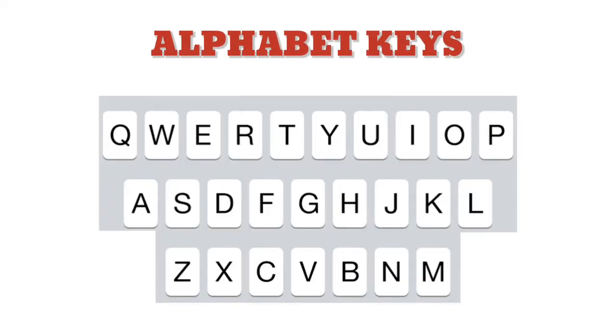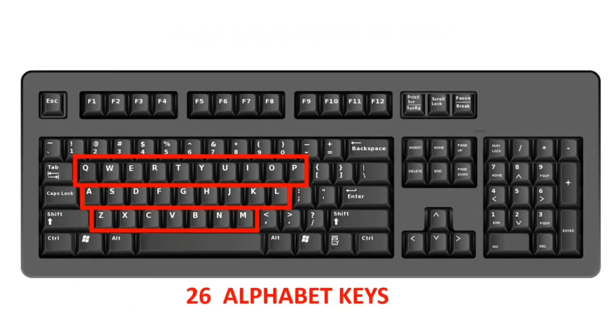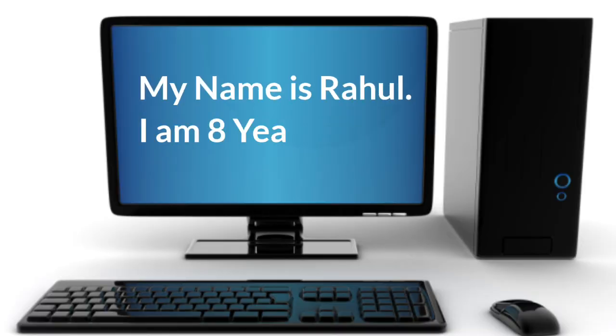Alphabet keys. Alphabet keys have letters A to Z. There are 26 alphabet keys. Using alphabet keys, we can type many words.